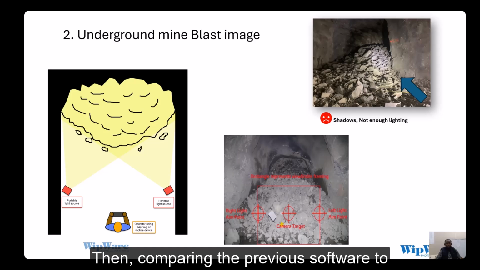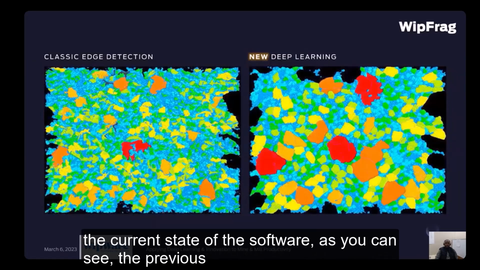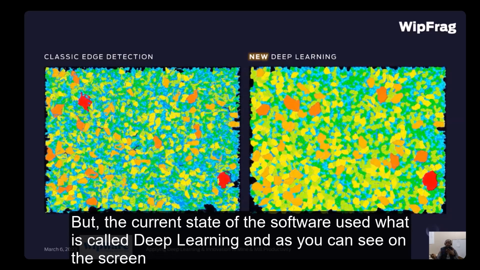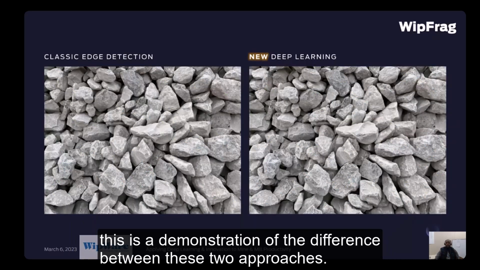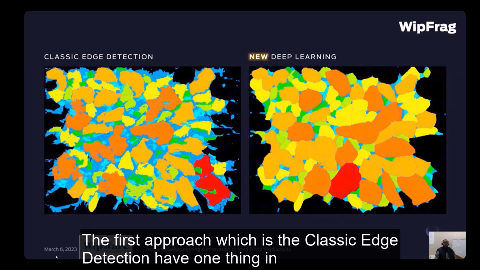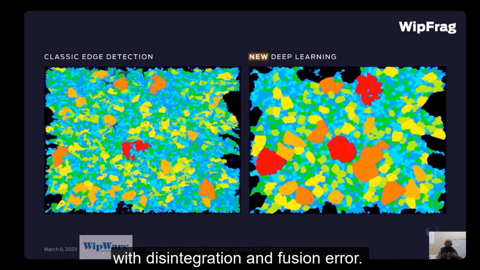Then comparing the previous software to the current state of the software, as you can see, the previous software used what is called classic edge detection, but the current software uses what is called deep learning. As you can see on the screen, this is the demonstration of the difference between these two approaches. The first approach, which is the classic edge detection, has one thing in common: the issue with disintegration and fusion error.